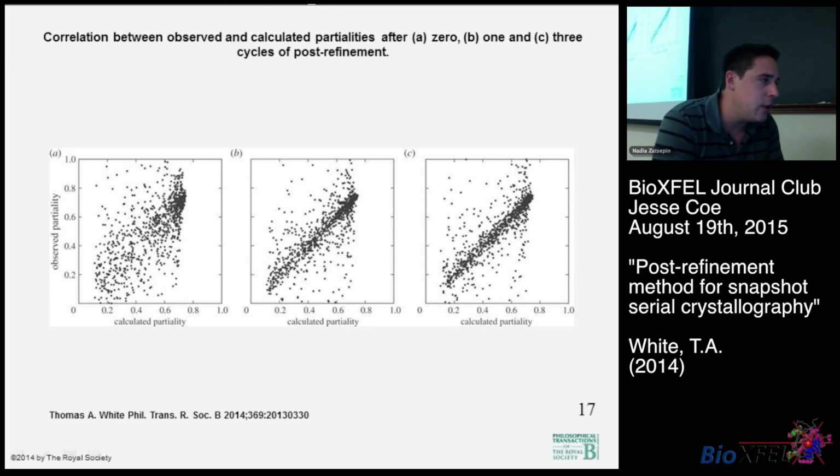Another thing that was shown in here, so this is what we were comparing, the minimization. Part A of this figure is showing before any post-refinement. This shows what our observed and calculated partialities are, and we can see that it's somewhat linear, but there is quite a wide variation. It's not very tight. Even after one iteration, though, which we can see in B, you get a marked improvement in agreement between your calculated partiality and what you're actually observing within your patterns. After 3, it gets tighter still.